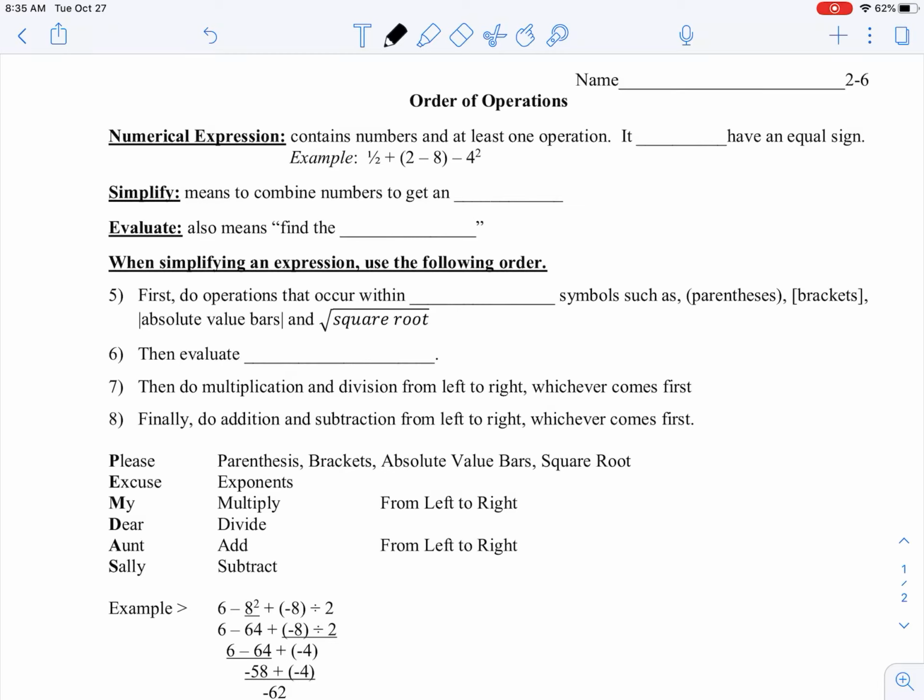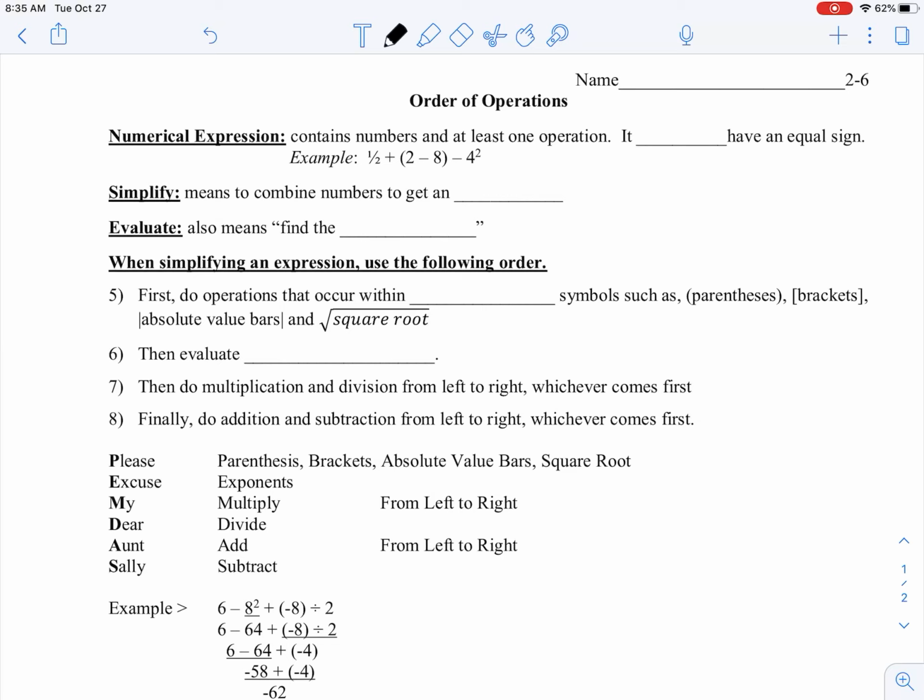Hello and welcome back. Today we're going to be talking about order of operations. Something that we have definitely seen in the past, but might start getting a little more complicated with all of these new operations that we're learning about. All right, so we got a couple of vocab things to get through first.